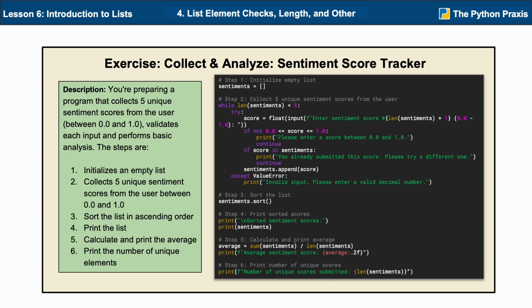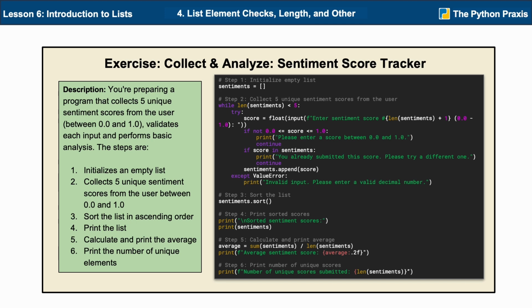We're using a try block to safely handle any input errors, like if the user enters a letter instead of a number. Then we ask the user for a score and immediately convert it to a float. We're also showing which score number we're on, using len sentiments plus 1.